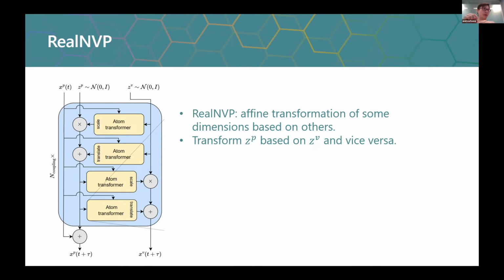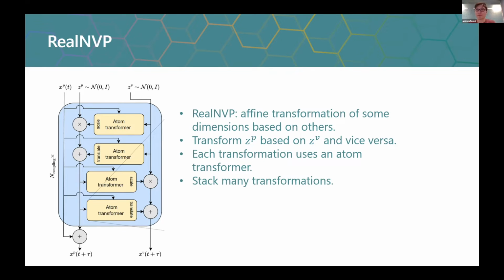So usually in real MVP, you make a somewhat arbitrary division between the two. You divide the latent variable arbitrarily into two disjoint sets, and then you perform these transformations. But here we intentionally do it based on the positions and the velocities, and this turns out to be quite convenient for us. Each transformation is going to need to output a scale and a translation, just like any real MVP. And we're going to parameterize this by what we call the atom transformer. And we're going to stack a lot of these, as with normal flows.